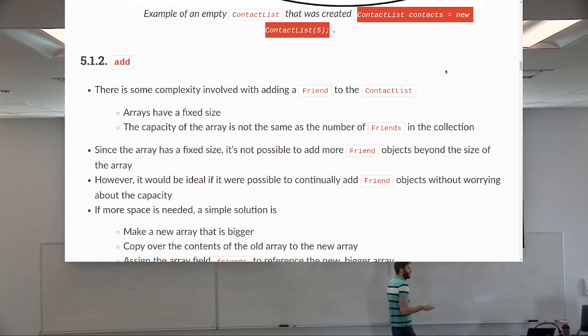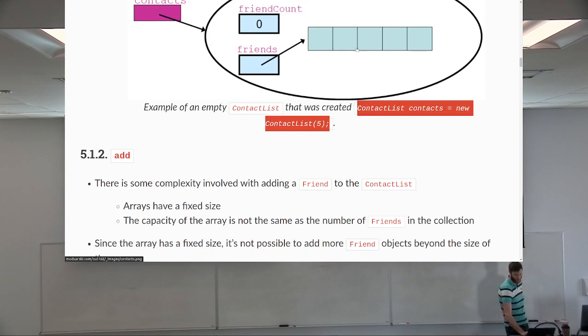Arrays have fixed size. The capacity of the array is not the same as the number of friends. Remember that. Capacity is the number of seats available. The size, or friend count, whatever you want to call it, is the number of people actually sitting in the seats. Since arrays have fixed size, it's not possible to add any more objects beyond the capacity.